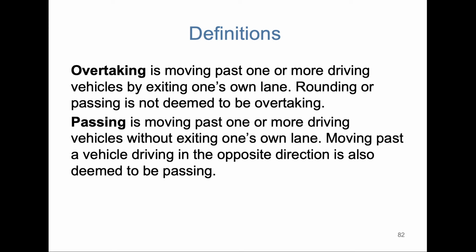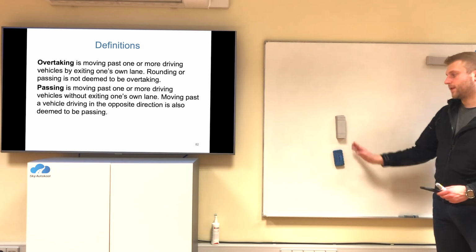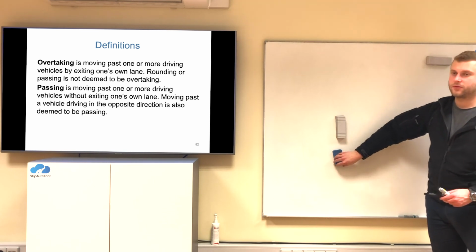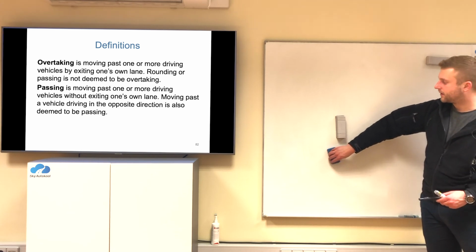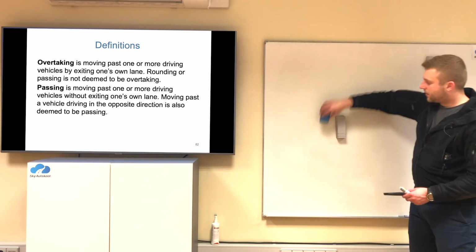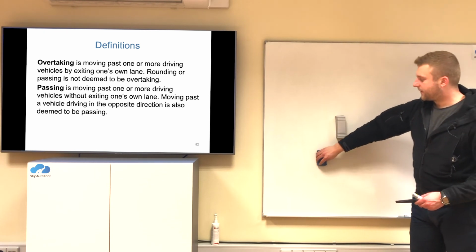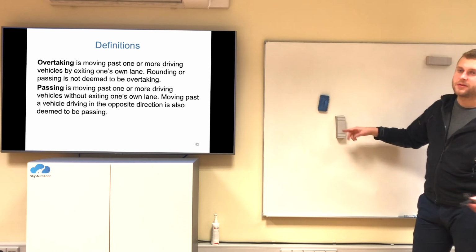Overtaking is moving past one or more driving vehicles by exiting one's own lane. So like this is a car, this is me, we are moving and I want to overtake him. So I exit my lane, like there is written, and turn back to my lane. So this is overtaking. But if I'm moving in the left lane already and I'm just going faster than this car, so it's passing.